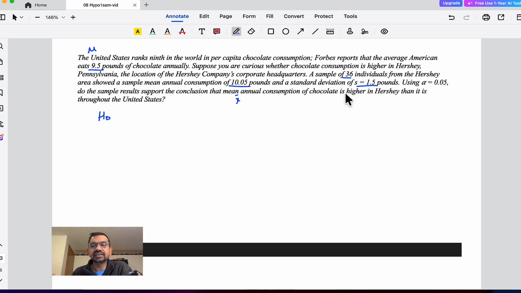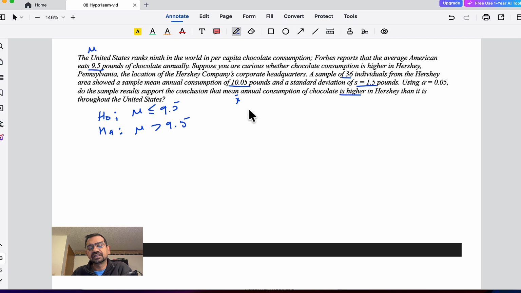We hope to find the consumption of chocolate is higher in Hershey. So our null is that maybe they consume as much chocolate as the national average. So our mu is less than or equal to the national average of 9.5. And our alternative is that our mu is more than the national average of 9.5.